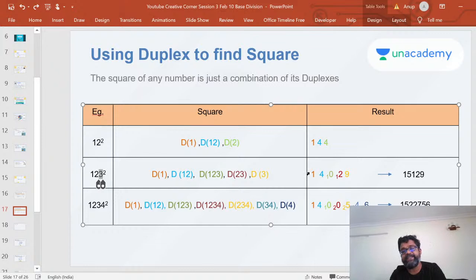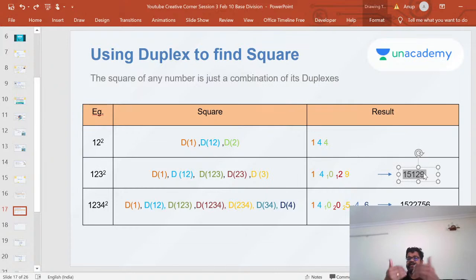So now when I write this answer like this, 1 4 1 0 1 2 1 9, this 1 has to carry forward here, right? When this 1 gets added over to 4, what will it become? 5, right? And this 1 also will get carried over here. This 1 plus 0 is 1. So that's how your answer is 15129, right?